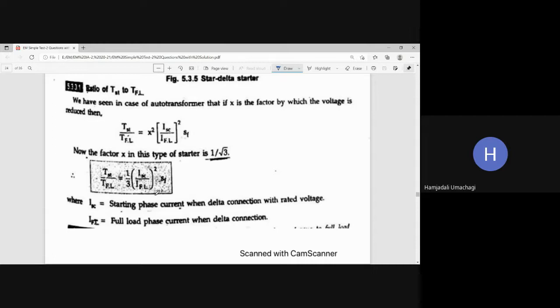So if I apply the normal rated voltage, then the starting current will be very high. If I want to reduce that starting current, then we need to reduce the voltage. Therefore x is equal to 1 by root 3, which we get if the starter is connected in star fashion. And IFL is the full load phase current when connected in delta fashion.